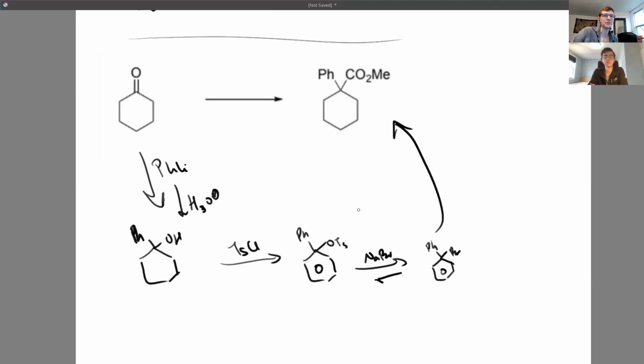This makes sense to me. Yeah, I think this is it. Yeah, I checked the solution. This is the same thing that was written down there. Just to finish it off, we add Mg, we do CO2 and H3O plus, right?